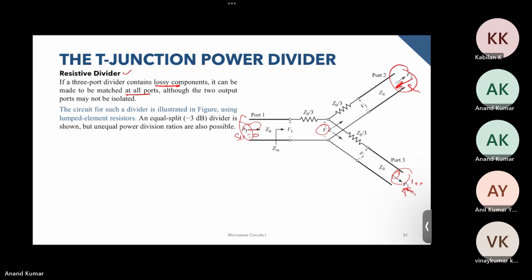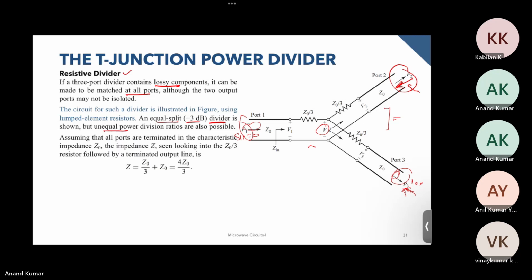So over here we have a power divider given in this figure, where an equal split, which is a minus 3 dB divider, is shown. Sorry, so this particular thing shows an equal power divider, but we can also do this for an unequal power divider as well, and then using a resistive power divider we can match all the ports.